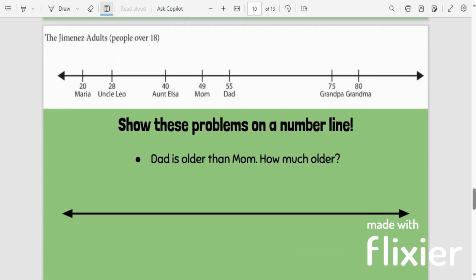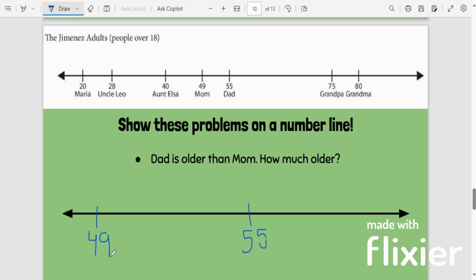Doing one more example, we're finding if dad is older than mom. Mom is 49 and dad is 55. So I'm going to use those numbers on my number line. Mom is 49, starting with the smaller number, and dad is 55. I'm going to leave space so that I'm able to hop in between both of these numbers. And again, I'm going to practice counting by 10s, 5s, or 1s.